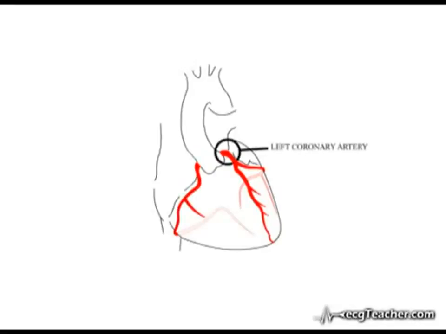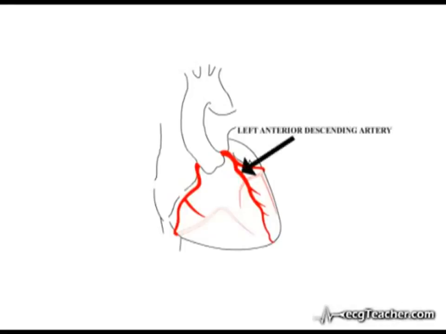The left coronary artery divides into two major branches: the left anterior descending artery and the left circumflex artery. The left anterior descending artery, or LAD, generally supplies the anterior surface of the ventricles and the anterior 2/3 of the interventricular septum through septal branches.